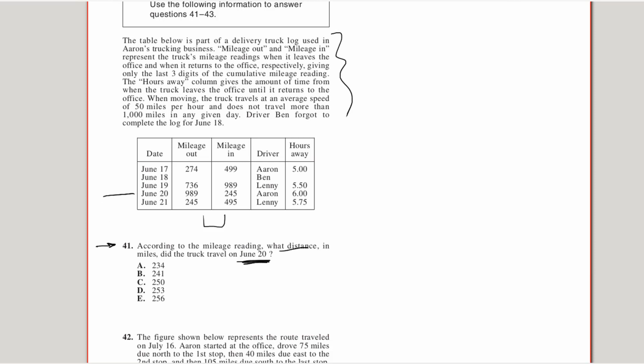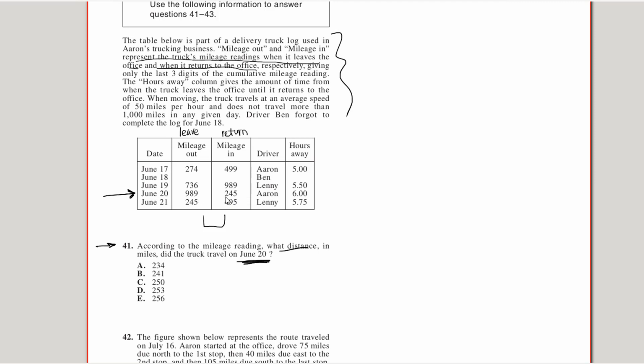So we're talking about June 20th, and I see mileage out, mileage in. That might be some information I need to make sure I know, because I'm looking at these values, 989 and 245. It doesn't really look clear what I'm doing, so I may have to go up here and read some. And I see that this is a part of a delivery truck log. Mileage out and mileage in represent the truck's mileage reading when it leaves the office, so at the beginning of the day maybe, and then when it returns to the office respectively. So mileage out is when they leave, and when they come back in on return is the mileage in.